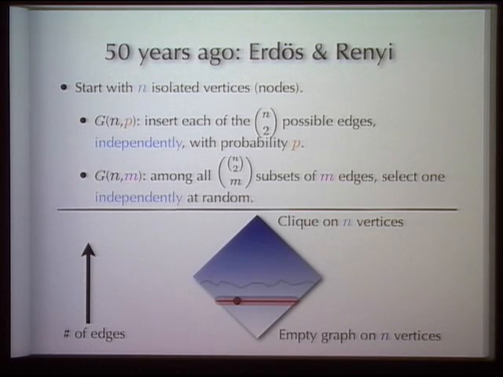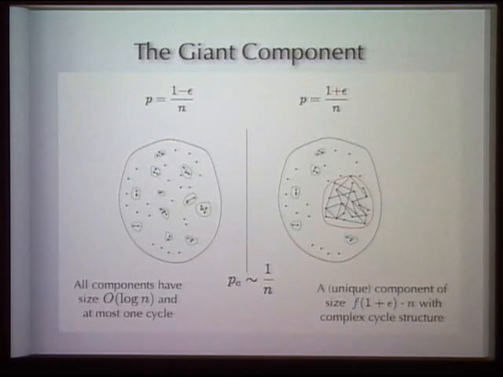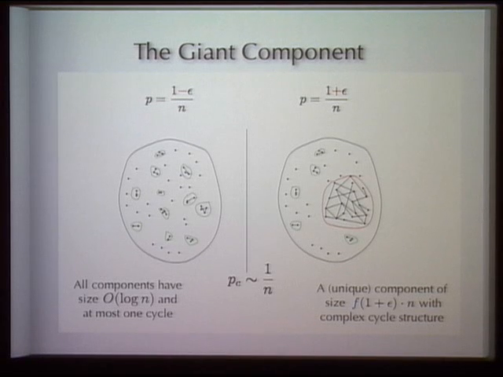Perhaps the best known such phenomenon of a phase transition in these graphs is the formation of a giant component. If we think of the edge probability p as being (1 minus epsilon) over n for some fixed epsilon, then the expected degree in the graph is 1 minus epsilon, essentially. And in that case, if we look at the connected component structure, we see that all components have size basically logarithmic, and they are trees. A small number of these trees might have a single cycle.